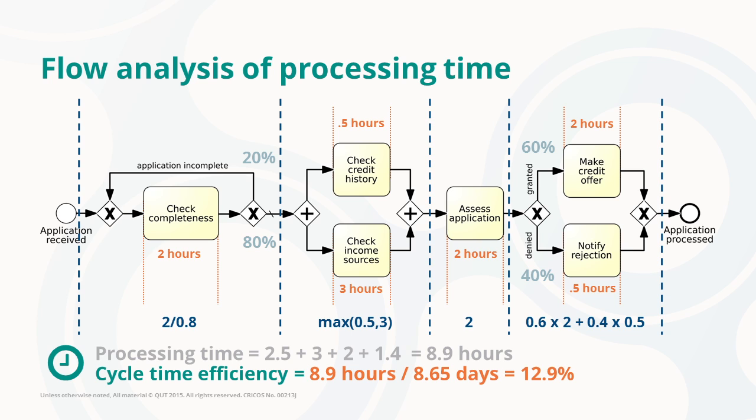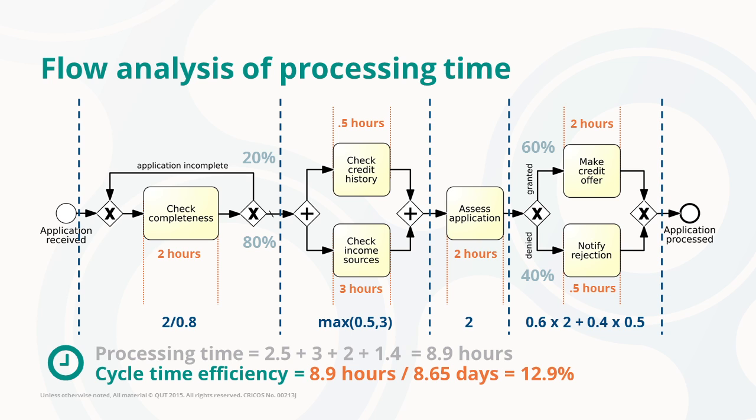More generally, if I want to calculate the cycle time efficiency of a process using cycle time analysis, I will first determine what are the processing times of the activities and do one pass of flow analysis to calculate the processing time of the entire process. I then will figure out what are the cycle times of the activities, and I will do another pass of flow analysis to calculate the cycle time of the entire process. Then I will divide the processing time of the process by the cycle time of the process.